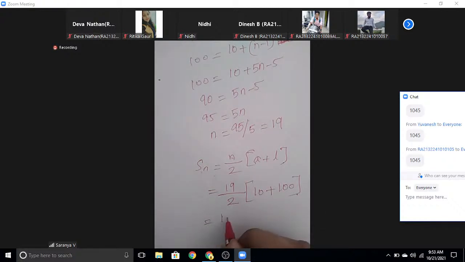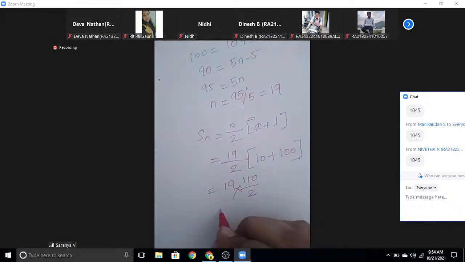So, which will be 19 into 110 divided by 2. Very good, very good. So, it should be what? 1045.